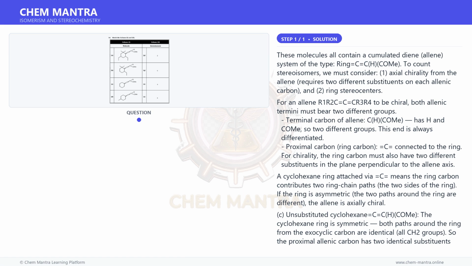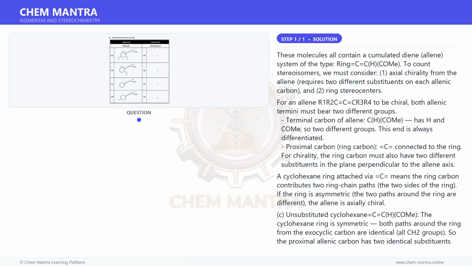For an allene R1R2C=CR3R4 to be chiral, both allenic termini must bear 2 different groups. The terminal carbon of the allene, CHCOMe, has H and COMe, so 2 different groups. This end is always differentiated.